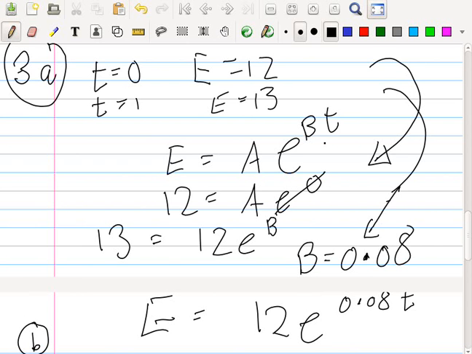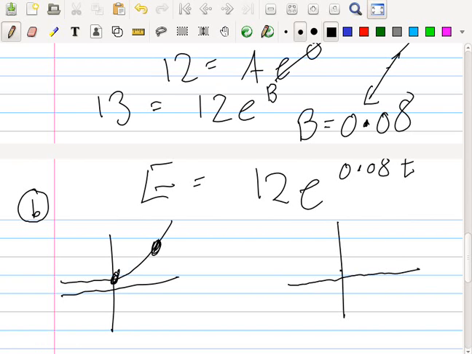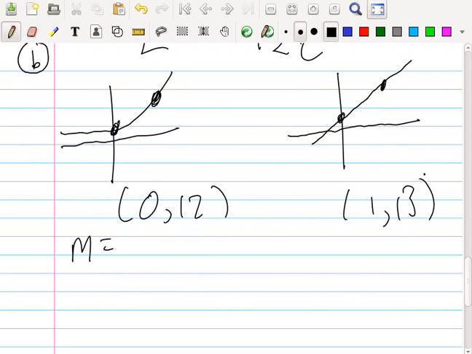Okay. Now, we know that that makes a nice exponential graph like this. And there's our 2 points on the graph. But in the second part I say, okay, well what if it was a linear growth? What equation would that be? So we have our 2 points. The first point is 0, 12. And the second point is 1, 13. So first I get the m. y2 minus y1 over x2 minus x1. So what's the m? 1.